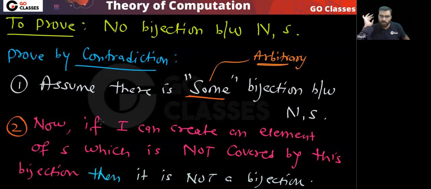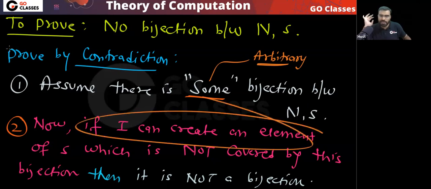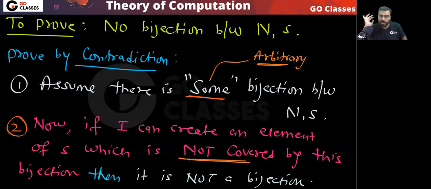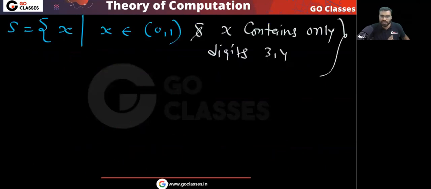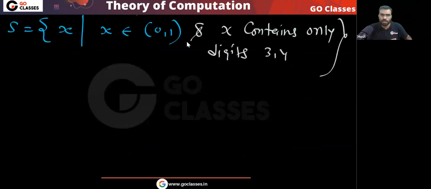Then what I will do is, if I can create an element of S which is not covered by this bijection, then can I say it is not a bijection? Yes or no? So this is the idea. I hope you understood the idea. Now let's see the example. Let's see the proof.